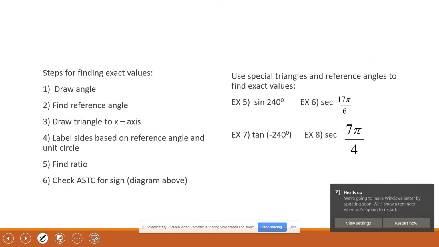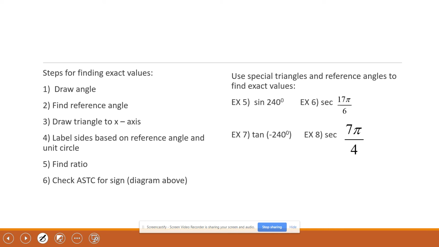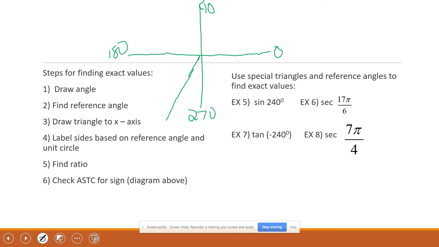All right, we are going to come now to these examples. We'll do examples 5, 6, 7, and 8. And always want to start with drawing your coordinate grid and your terminal side. So 240 degrees, it's positive, so we're going counterclockwise. And we are here in quadrant 3.